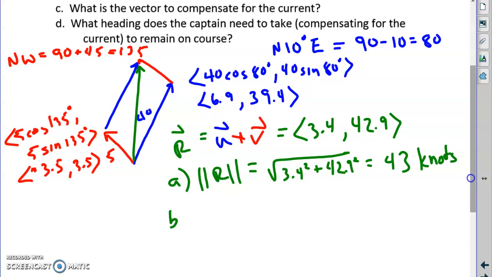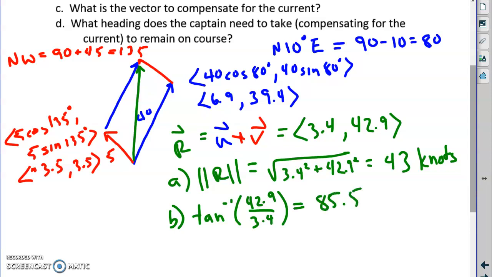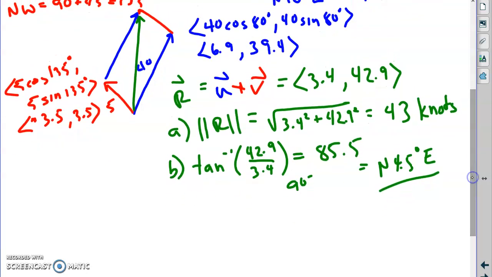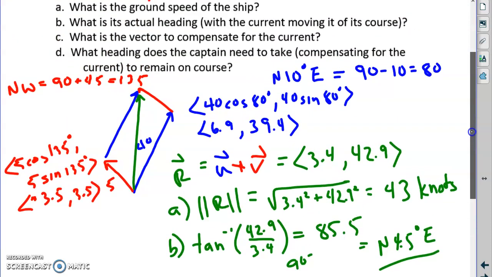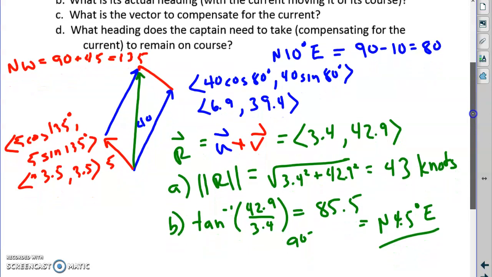We'll get direction by tan inverse of 42.9 over 3.4, which is 85.5. But don't forget, we got to subtract that from 90. 90 minus that equals north 4.5 degrees east. Always off the vertical. All right. There's the 2 new questions. What is the vector to compensate for the current? What heading does the captain need to take to compensate for that current to remain on course?